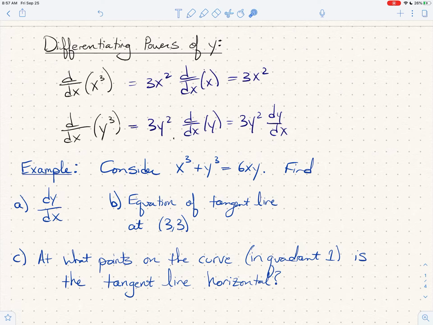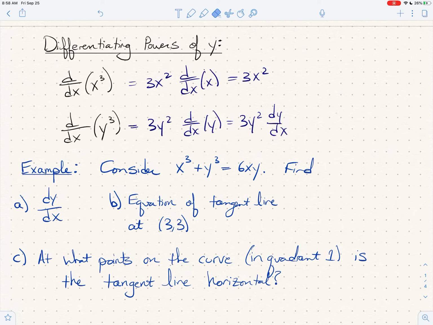And so the point is, whenever you differentiate a power of y, you kick out a y prime from the chain rule. And you can think about exactly the same thing happening with x. It's just that the derivative of x with respect to x is 1, and so you never see this part. So it's actually the same chain rule in both cases, but one of them sort of disappears.